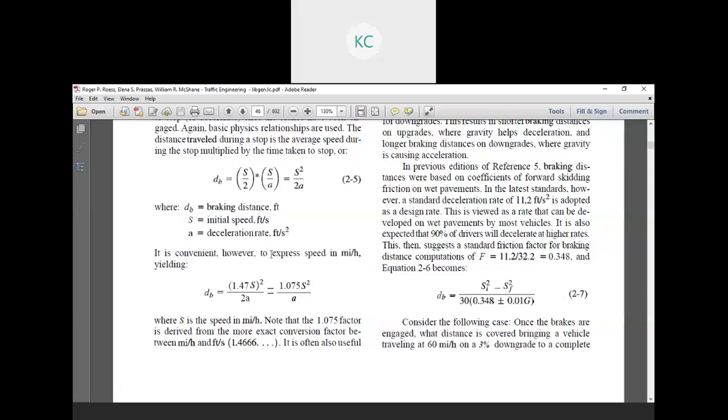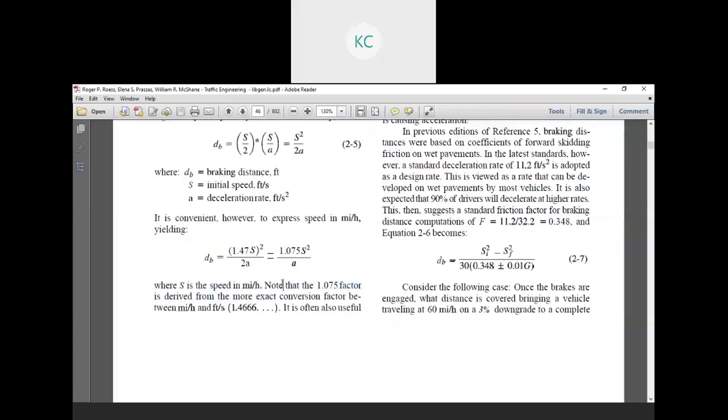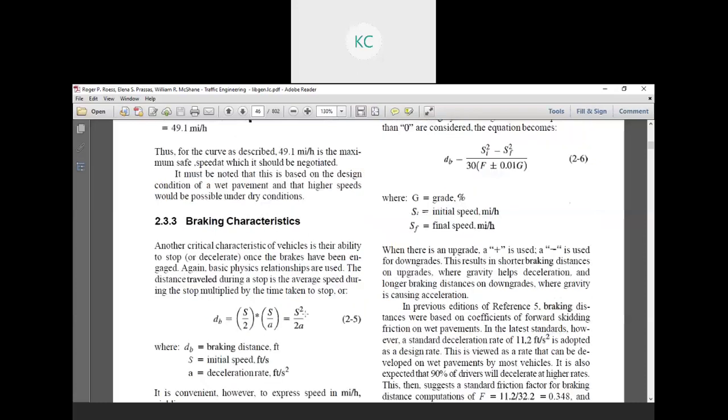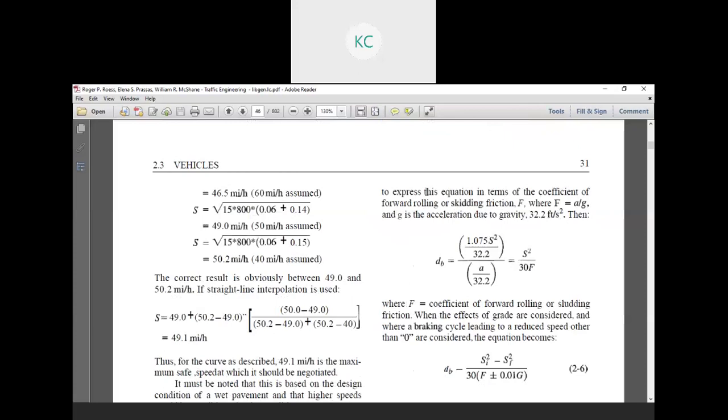For convenience, to express speed in miles per hour, d_v is equal to 1.075 s square upon a, where s is the speed. Note that the 1.075 factor is derived from the more exact conversion factor from miles per hour to feet per second. To express this equation in terms of the coefficient of forward rolling or skidding friction f, d_v is equal to s square upon 30f.